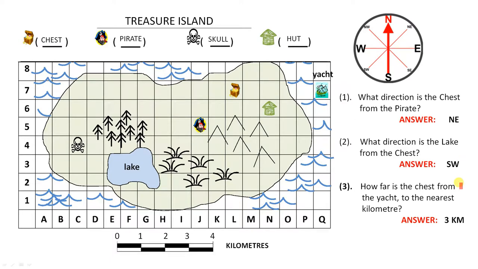Number 3, how far is the chest from the yacht to the nearest kilometer? Now that's where we use our scale. So if we use that scale, here is the chest, here is the yacht. So to the nearest kilometer it is 3 kilometers. It's not 4, that would be too far away. It's not exact, but to the nearest kilometer it is 3 kilometers.